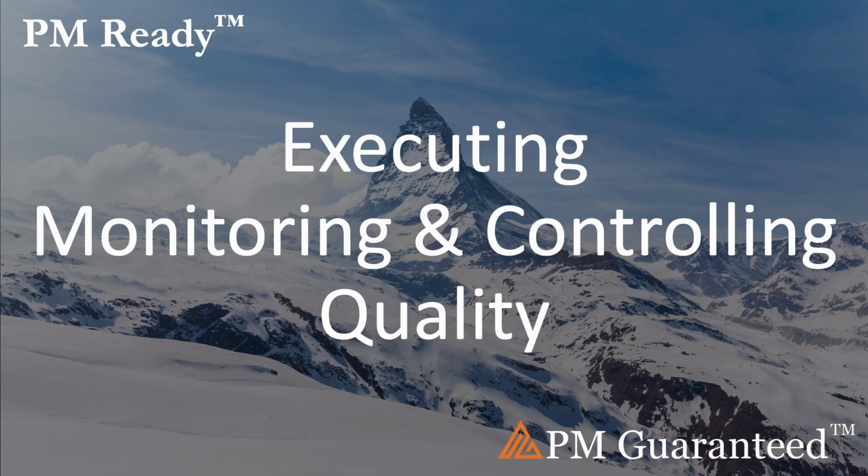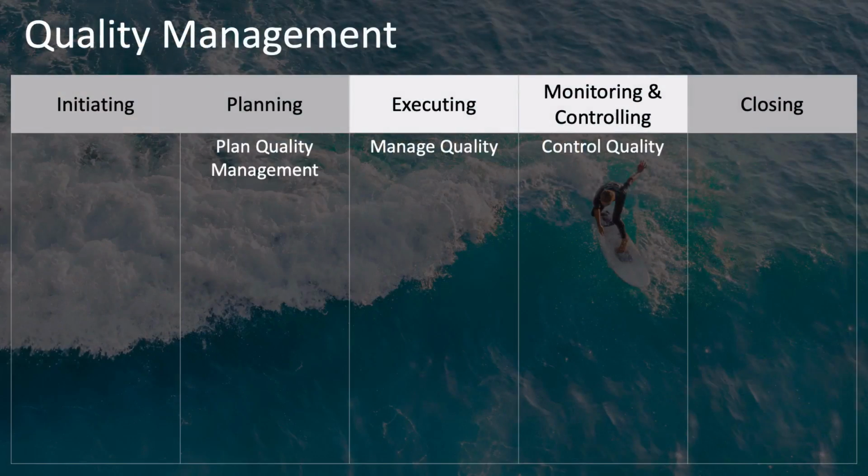This is the lesson on executing, monitoring, and controlling quality. As you can see from this table, the quality management knowledge area has just 3 quality processes. The first is in the planning process group and is plan quality management. Then comes manage quality in the executing process group, and control quality in the monitoring and controlling process group.